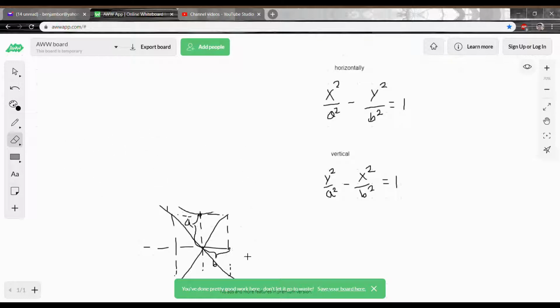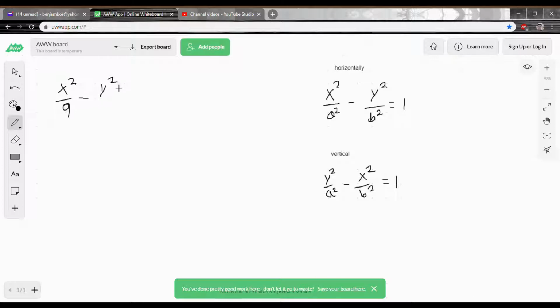If we were given the equation x squared over 9 minus y squared over 16 is equal to 1, what we can determine based on what we're given is that this is a hyperbola because we have a negative sign, and we can determine that it opens horizontally because the x term is leading. That means our a term is the square root of 9, our a term is 3, and our b term is the square root of 16, which is 4.